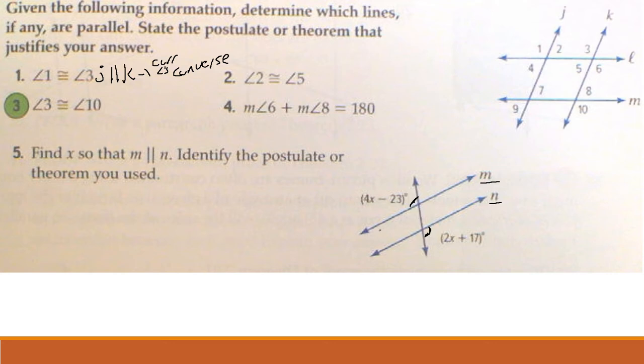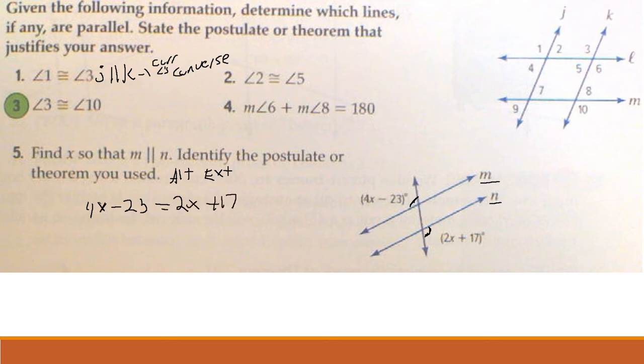So if they're alternate exterior, that means that they have to be congruent if the lines are to be parallel. If I want to make these lines parallel, the alternate exterior angles have to be congruent. So if I want to know what x has to be, I'm going to set them equal to how I want them to be. I want the first angle to be congruent or equal to the second angle. That way the lines are parallel.